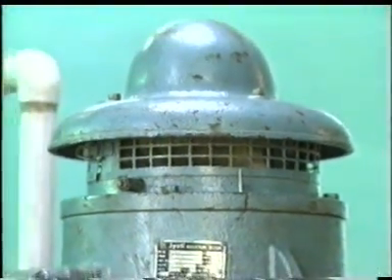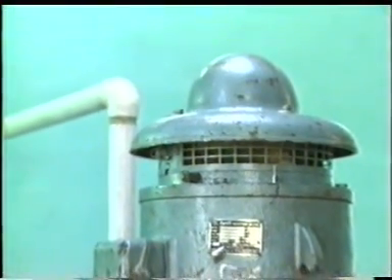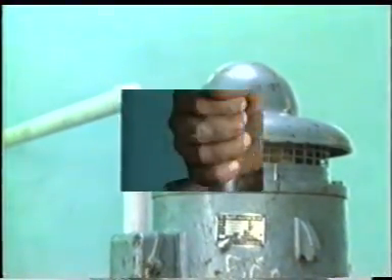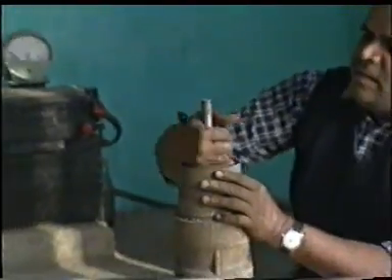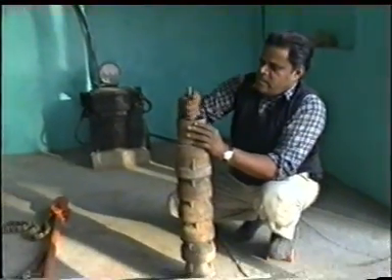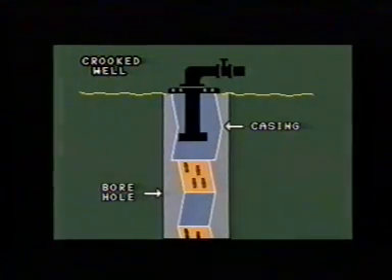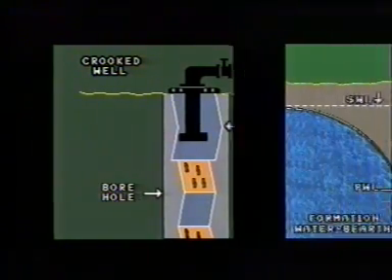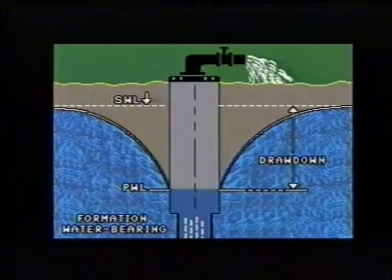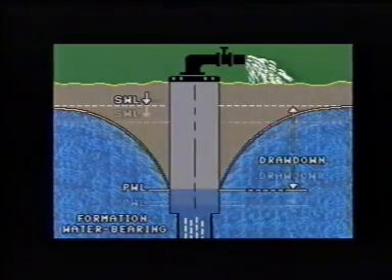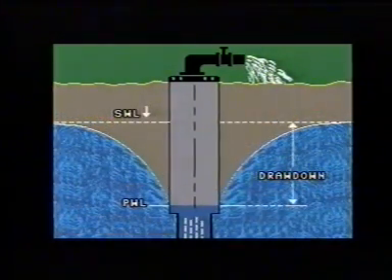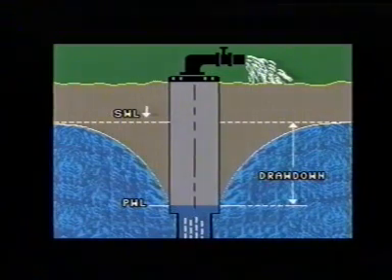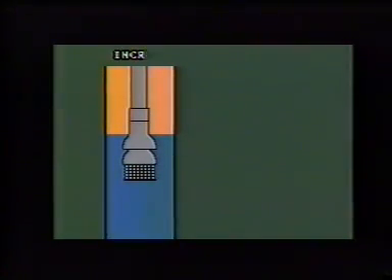Excessive vibration of pump may result from reasons such as imbalance of impeller or from the pump being installed in a crooked well. Any decline in static water level may reduce the well capacity. This can be corrected by increasing the pump depth.